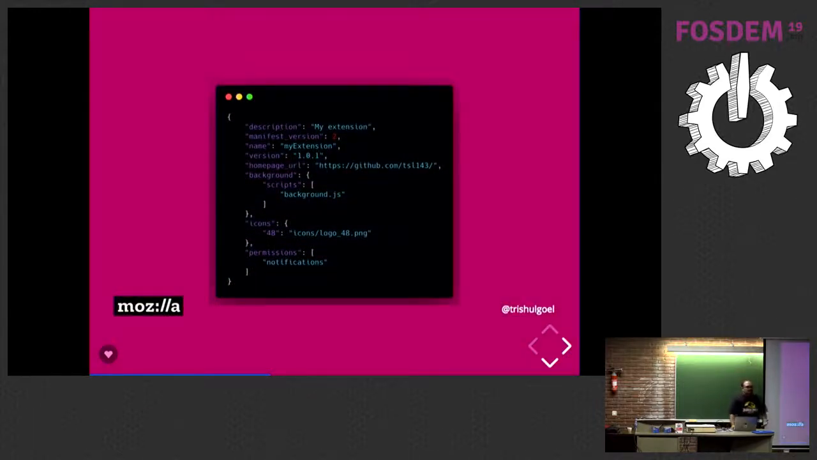So manifest.json is the entry point of the extension. Whenever you create an extension, you have to tell the browser what all your extension can do, what permissions it requires, and all the metadata like name, description, version. So these kinds of stuff we put in manifest.json.